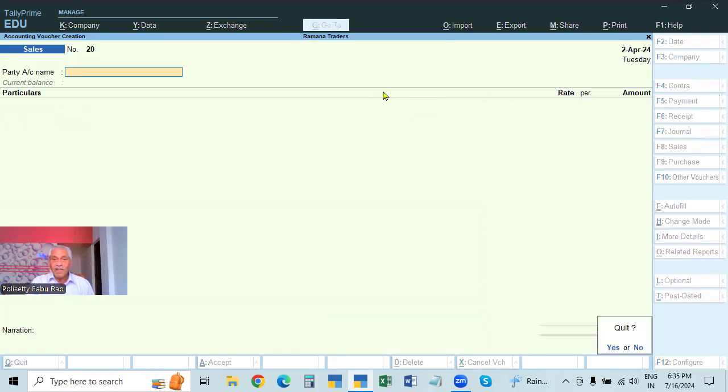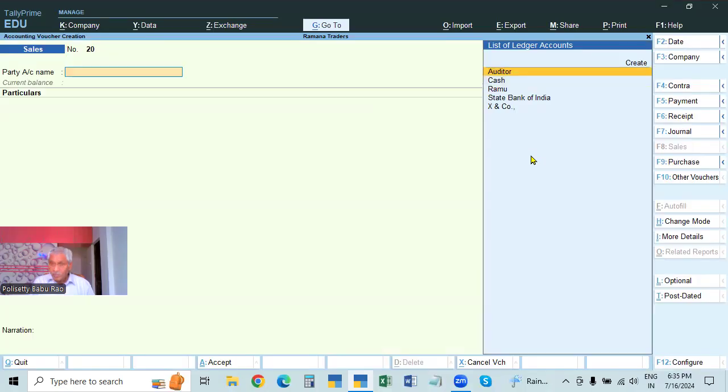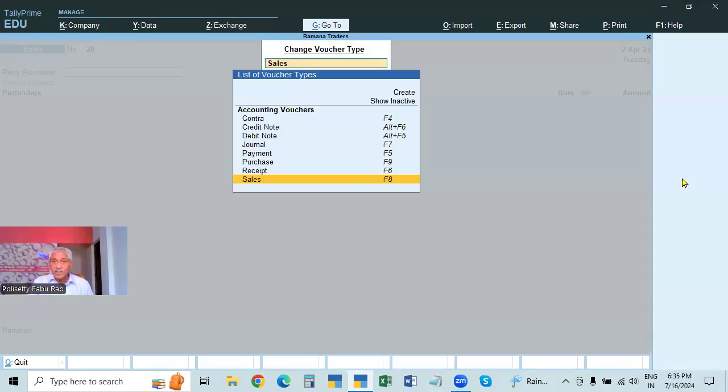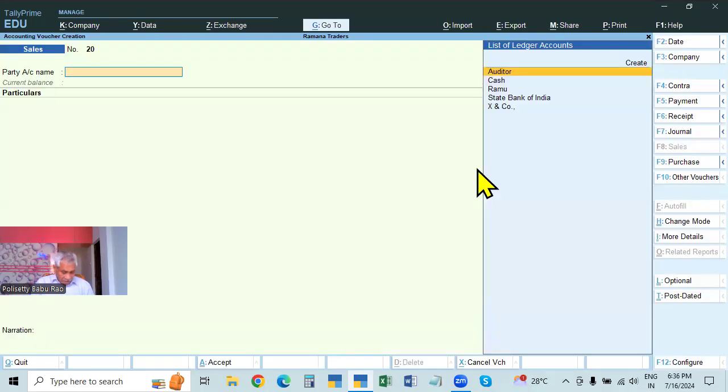Like this, we will get. And then the other vouchers are these, returns for example. The returns will be only for goods. For services, there will be no returns. So here, go to others: debit note, purchase return, credit note, sales returns. That is Alt F5, Alt F6. So we need to click there. Here, Alt F5, debit note.